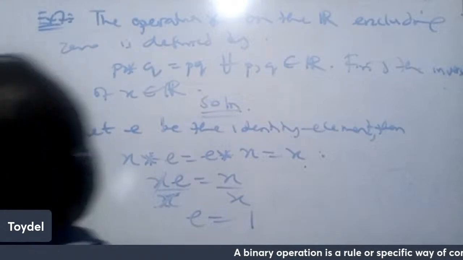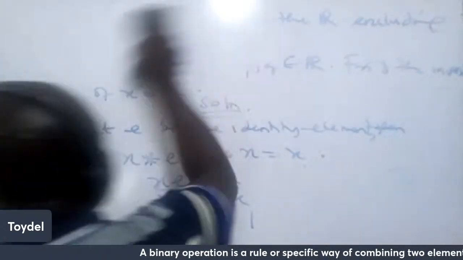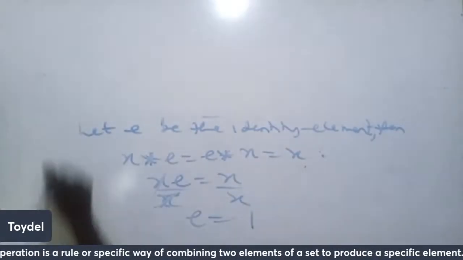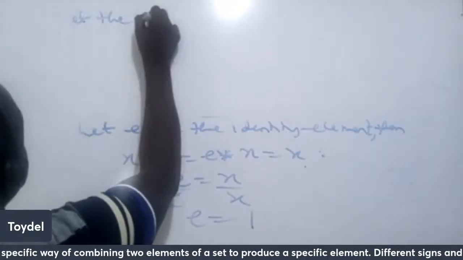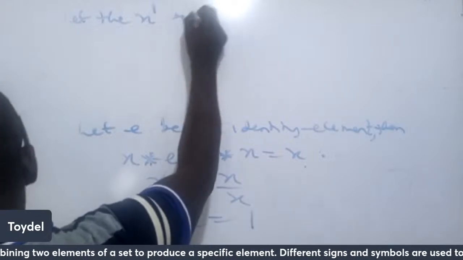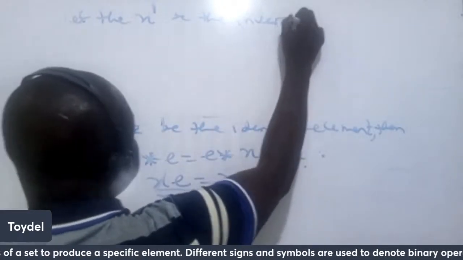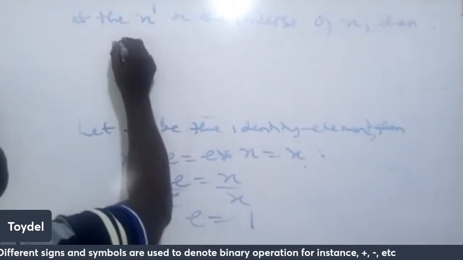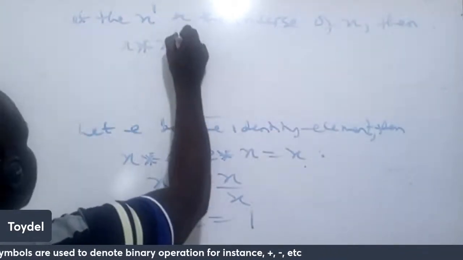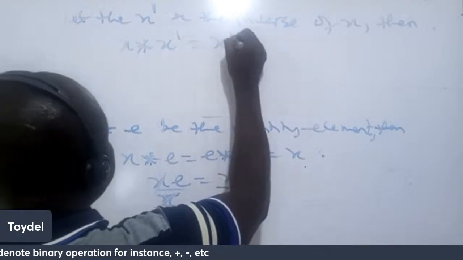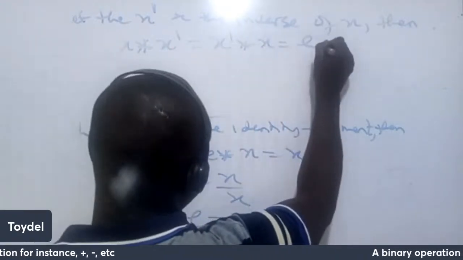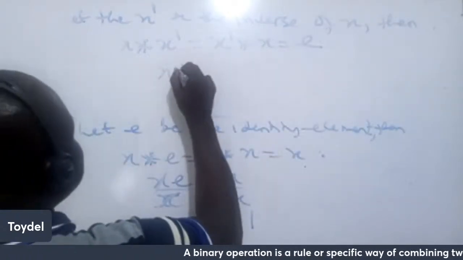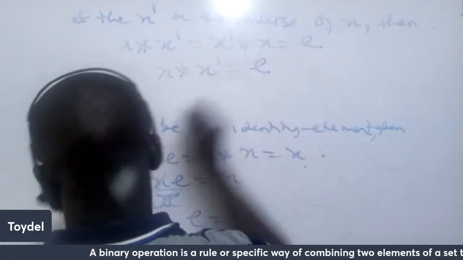So once we know the value of the identity element, we can go ahead and find the inverse element. You cannot know the inverse element without the identity element. Please let's note. So we can now say let X prime be the inverse of X. Then what is the implication? We know that X asterisk inverse is the same thing as inverse asterisk X, which will give us the identity element.